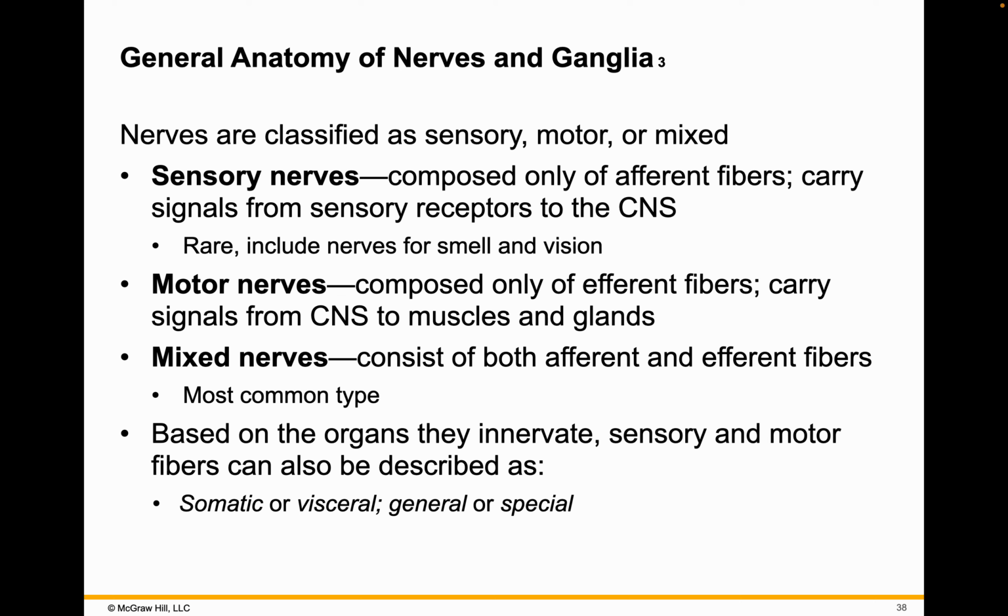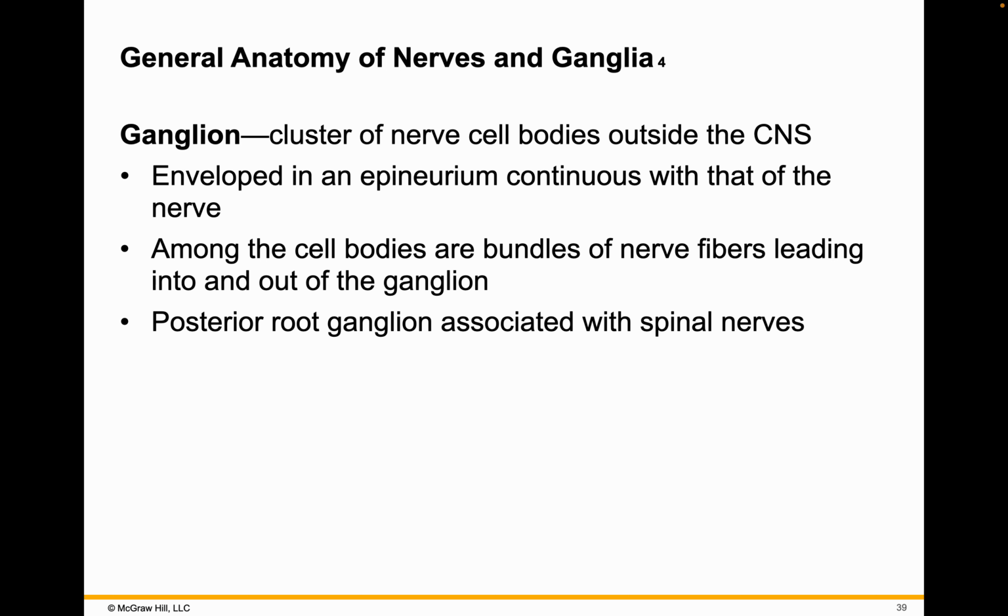Based on the organs they innervate, sensory and motor fibers can also be described as either somatic or visceral, general or special. Clusters of nerve cell bodies outside the central nervous system are known as ganglia. They are enveloped in an epineurium continuous with the nerve. Among the cell bodies are bundles of nerve fibers leading into and out of the ganglion. The posterior root ganglion is associated with spinal nerves.